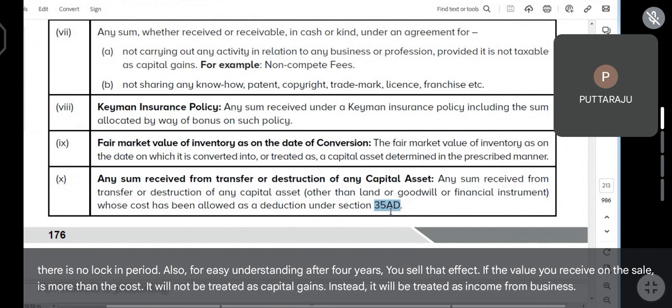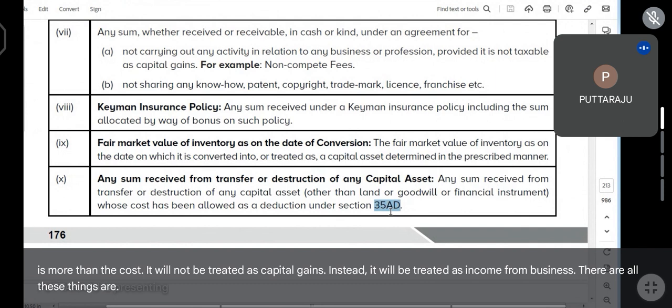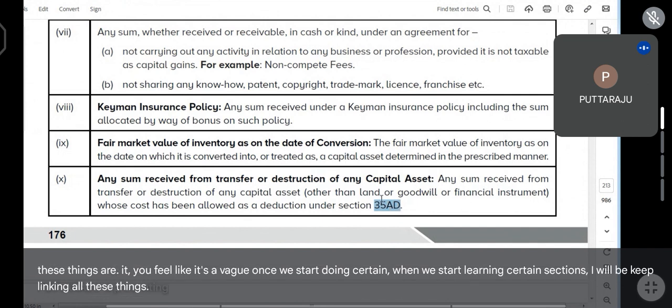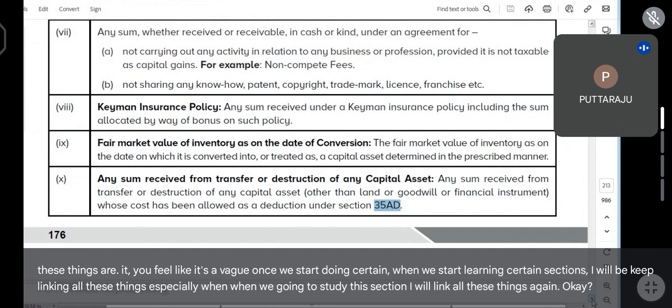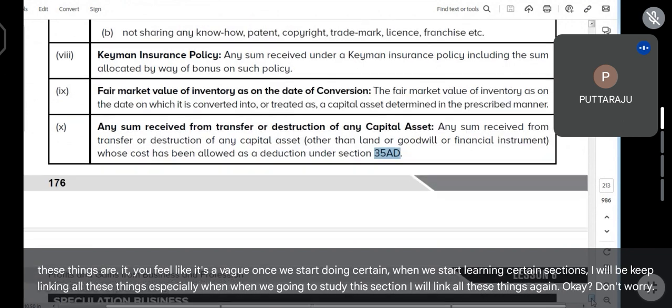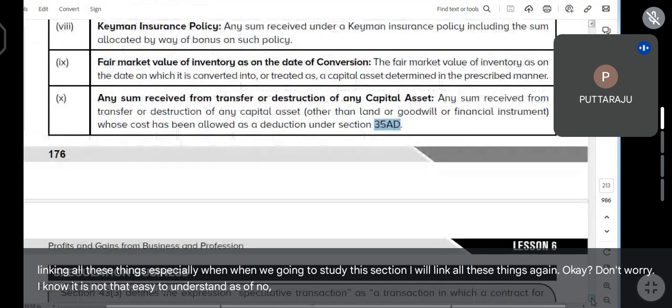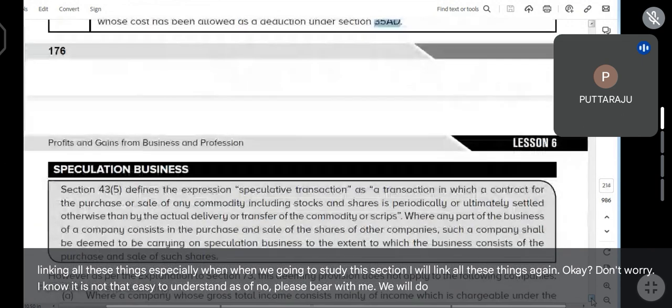Okay, all these things, you feel like it's vague. Once we start learning certain sections, I will keep linking all these things. Especially when we study this section, I will link all these things again. Don't worry, I know it is not that easy to understand as of now. Please bear with me. We will do all these things.